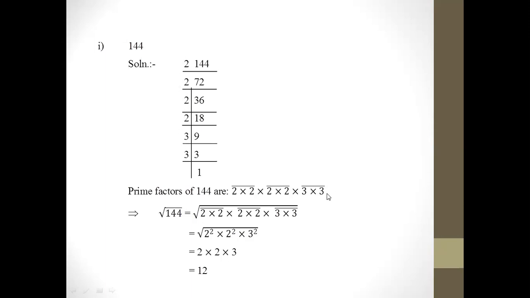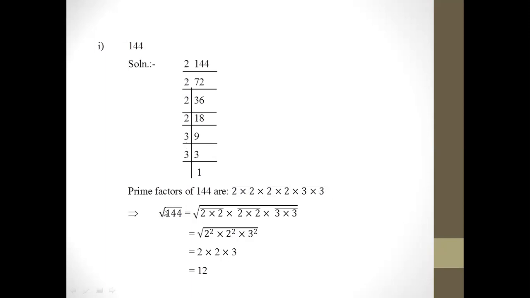You write it here in the form of a row. How many times is 2 present? 1, 2, 3, 4. It is present 4 times, so you write 2 four times, and 3 is present 2 times, so you write 3 two times. And you know that they are given in the form of pairs. So you draw this line which shows 2 into 2, 2 into 2, and 3 into 3.